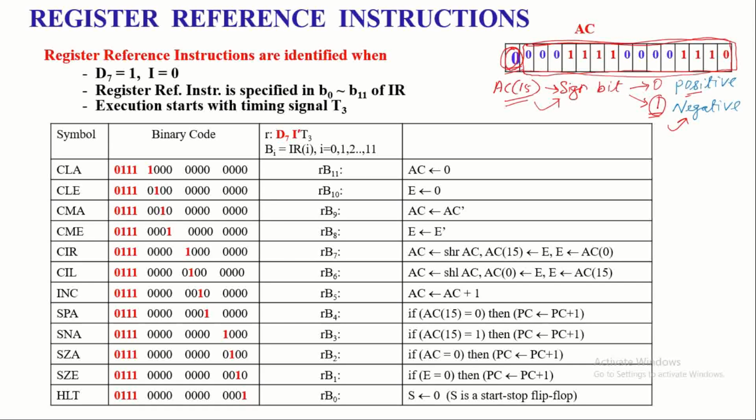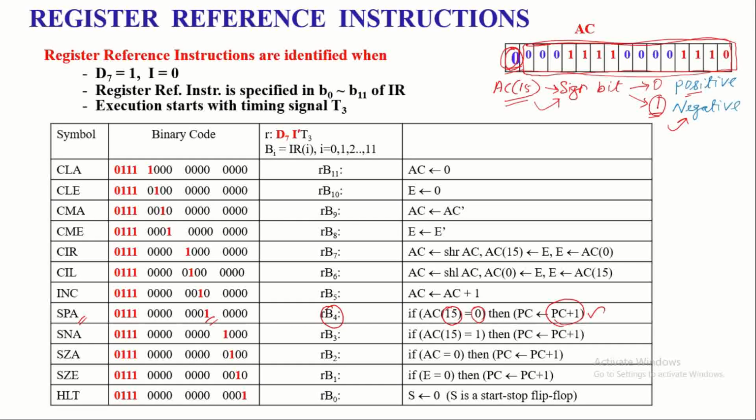Okay, so in such a case, that is if B4 is set to 1, that is bit value 4 is set to 1, then the operation to be performed is: if accumulator 15th bit is equal to 0, that is if it contains a positive value, then skip next instruction. How can the next instruction be skipped? By incrementing the program counter value. Usually, the program counter contains the address of the next instruction to be executed, right? So, if the next instruction needs to be skipped, then its value is incremented, it will skip that instruction and point to the next instruction in the sequence.